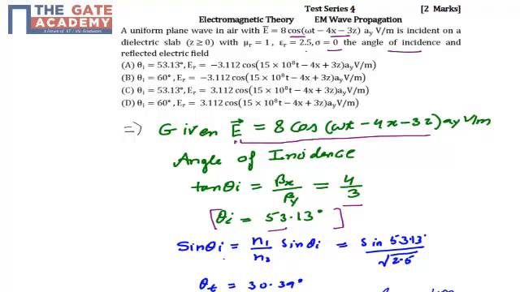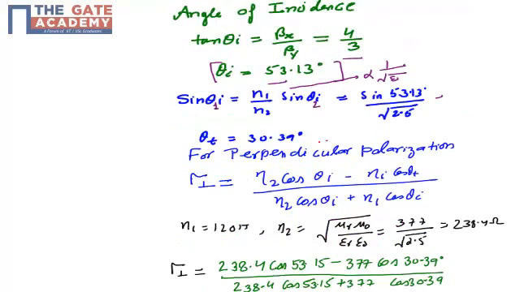From Snell's law, we know that sin θ_i is equal to n1 by n2 times sin θ of the other medium. Or I can say that sin θ_t = (n1 by n2) sin θ_i. We know that n is directly proportional to the square root of epsilon. So if you put the value of the incidence angle 53.13 and epsilon, then you can calculate the transmission angle θ_t, which is equal to 30.39.